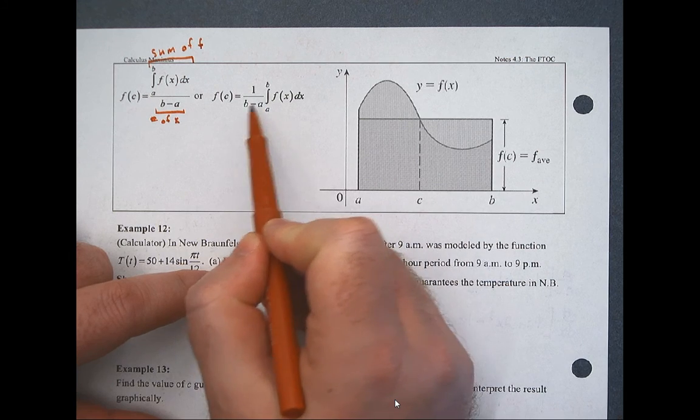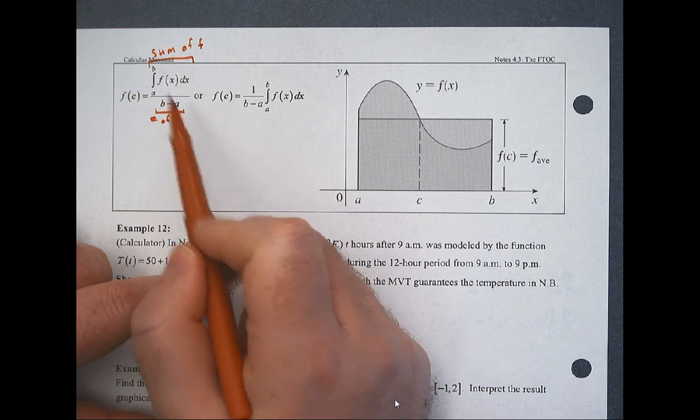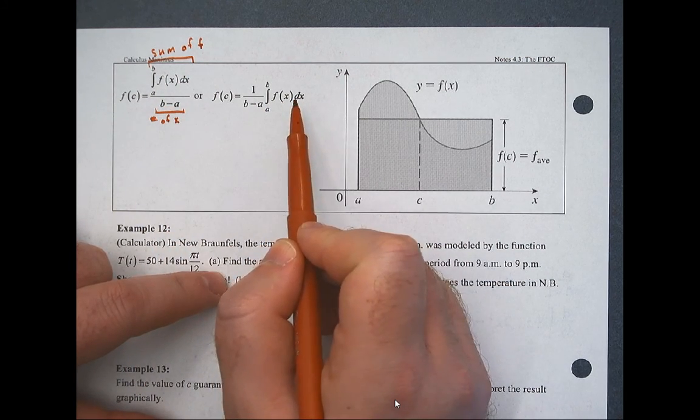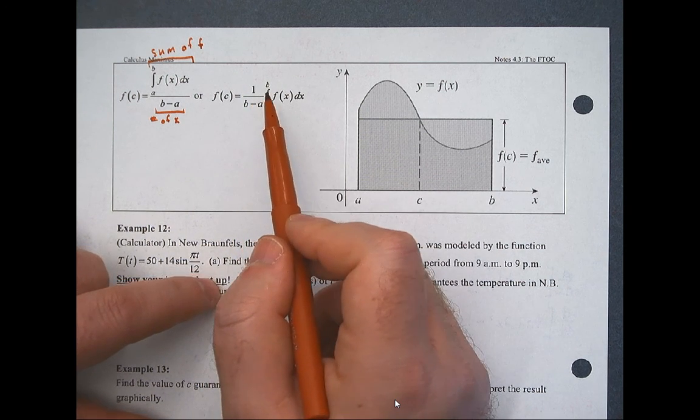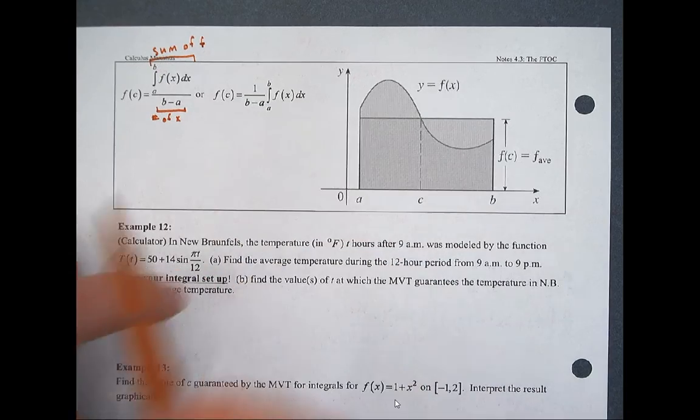Now, I like to take this out front. I don't like this notation. I think it gets too cumbersome like this. So I make it a 1 over b minus a. This is the way that you're going to see me write it a lot. So here's the idea.